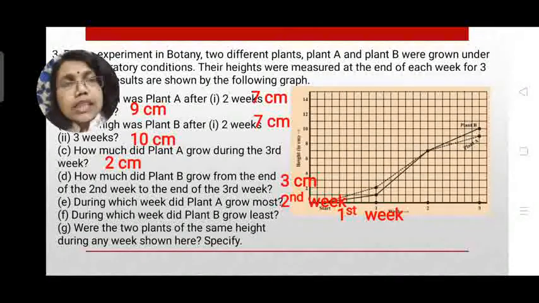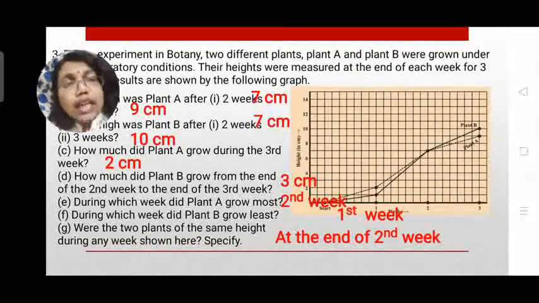Were the two plants the same height during any week? Now here, where do we see the line for points for plant A and plant B coinciding? Where do they come together? It is at the second weekend. So we could say at the end of second week is our answer.